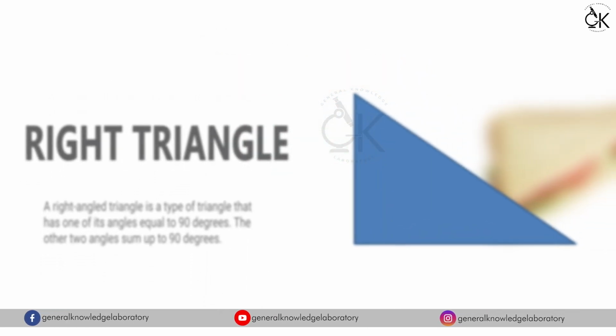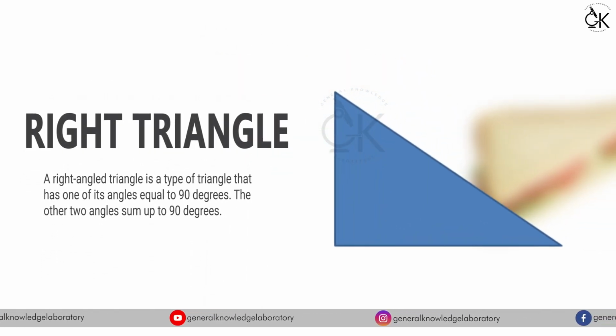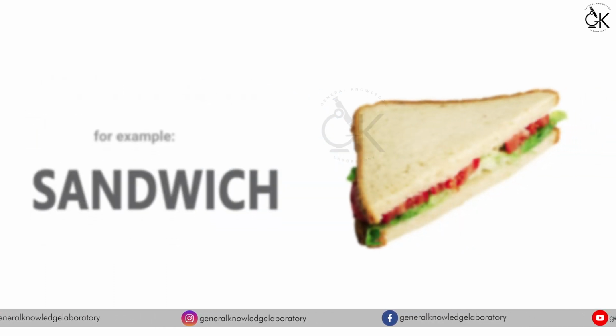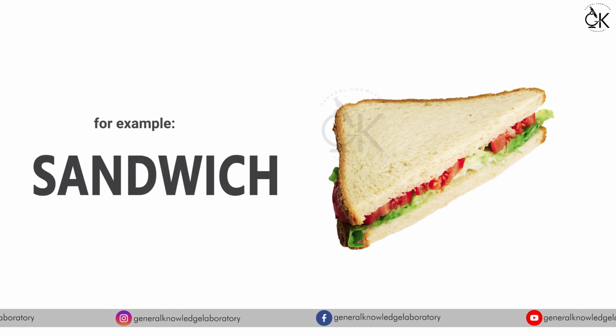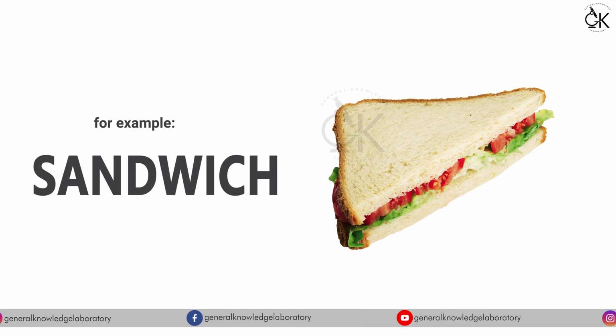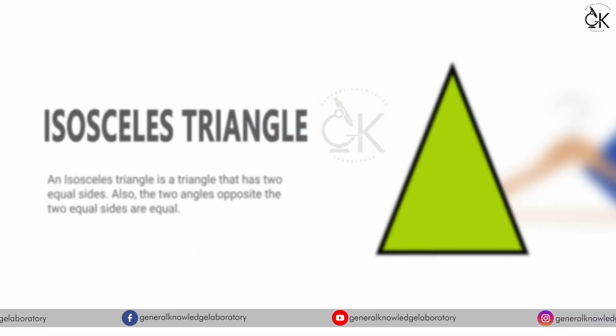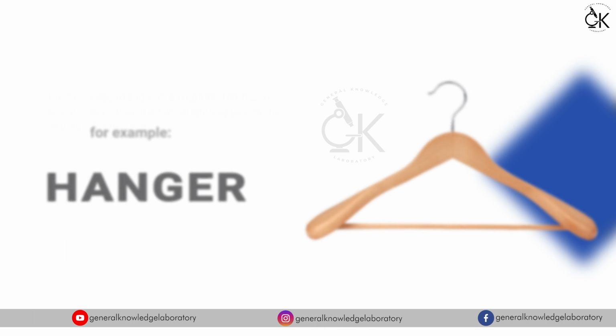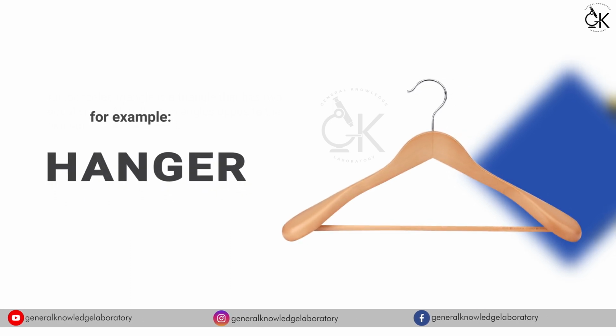Next, right triangle. For example, sandwich. Next, isosceles triangle. For example, hanger.